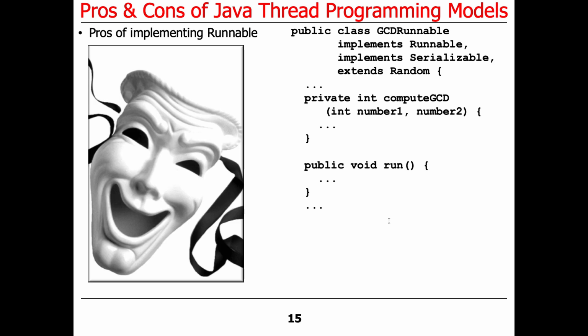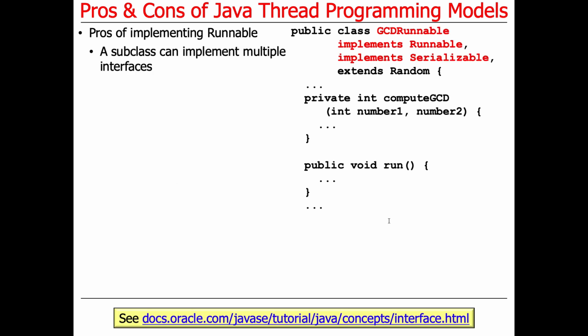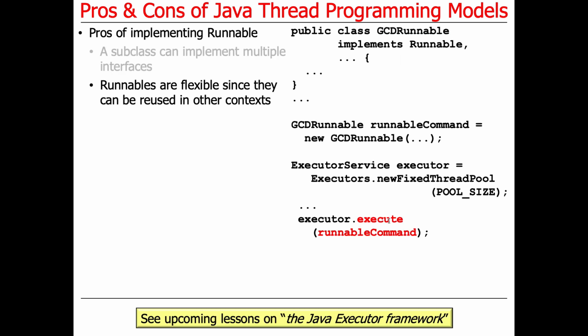So let's turn our attention to the alternative way to go. This is to implement Runnable, and see how this shakes out. In this case, because Runnable is an interface, you can have a subclass that implements multiple interfaces and extends one superclass. So by implementing Runnable, you leave yourself the flexibility to extend something else besides Thread. And that could be useful. So in this case, we're extending a random superclass.